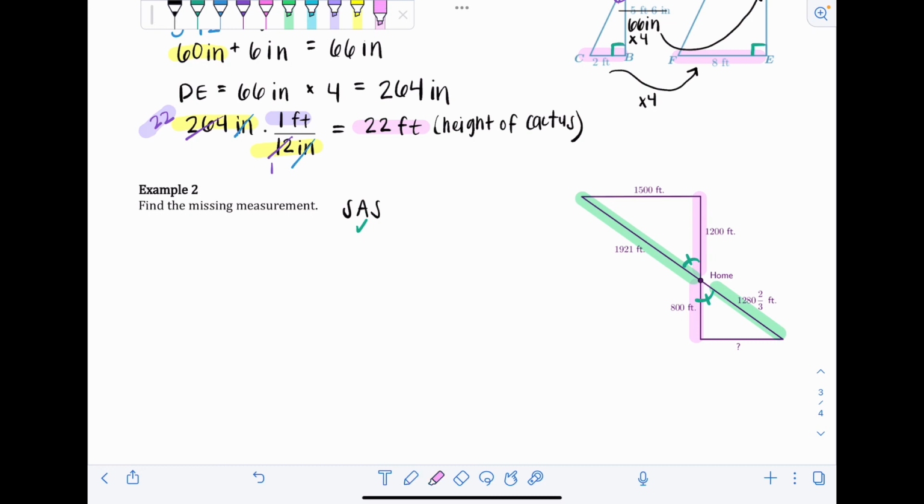So we'll start with the pink sides. The pink side on the larger triangle, the one on top, is 1,200 feet. And then the pink side on the smaller triangle is 800 feet.